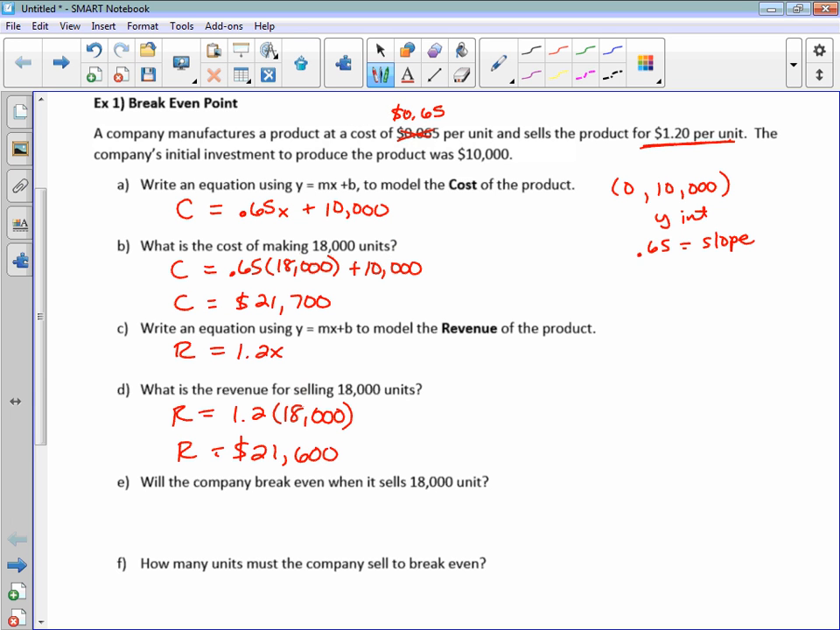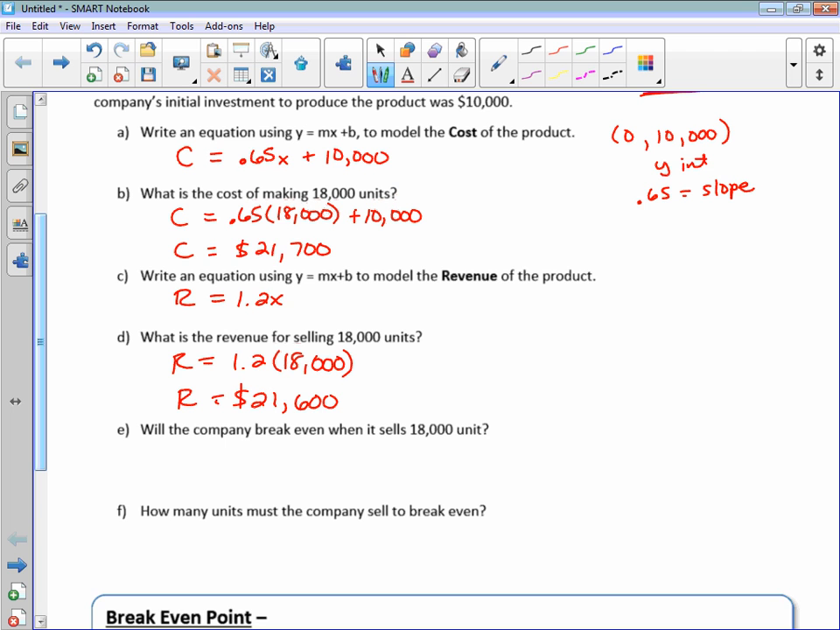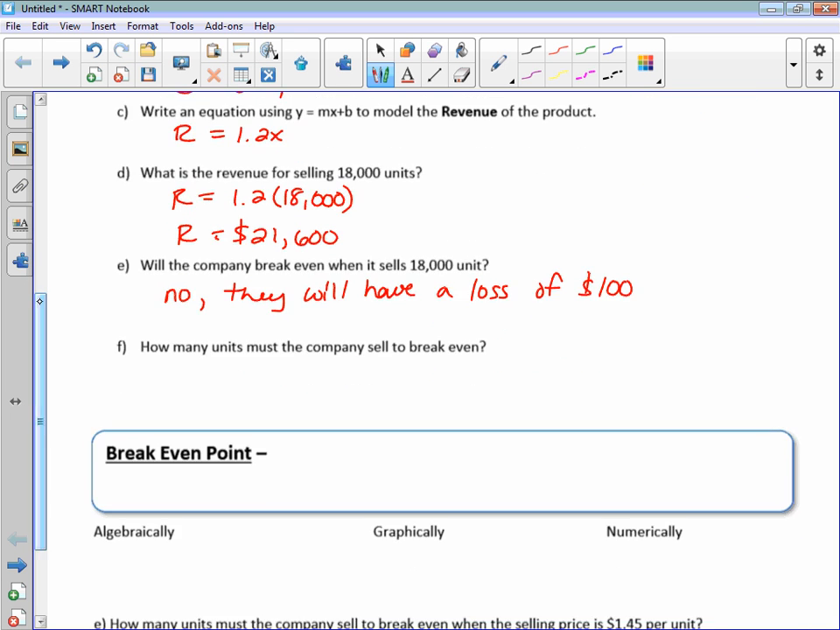So is the company going to break even selling 18,000 of these? No, you have not sold enough yet to break even. So no. What will their loss be? Yep. So no, they will have a loss. $100. Okay. So we need to figure out how many they have to sell to actually break even. So what do you think we're going to need to do?